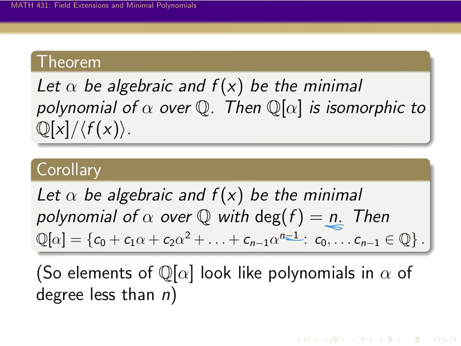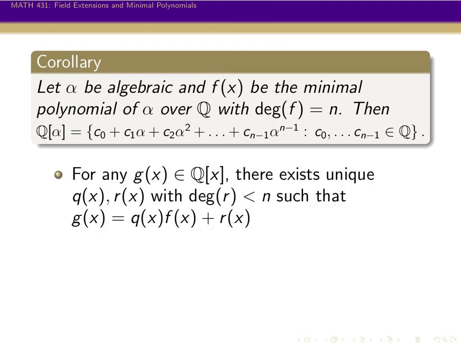So why does this happen? This is going back to the proof of the theorem before. If we start off with some polynomial G of x in Q adjoin x, then using the division algorithm, there are unique Q of x and R of x, where the degree of R is strictly less than n, such that G of x is equal to Q of x times f of x plus R of x. This is the division algorithm that we've been using quite a bit.